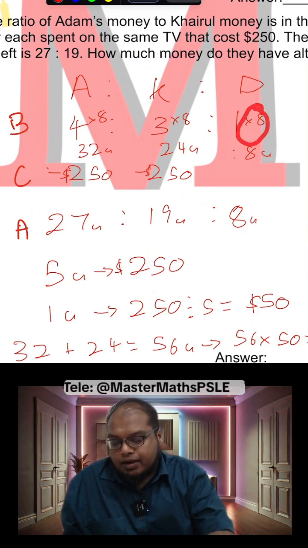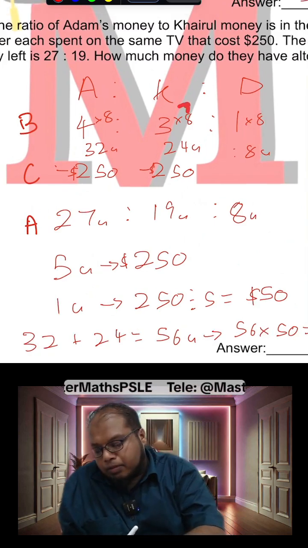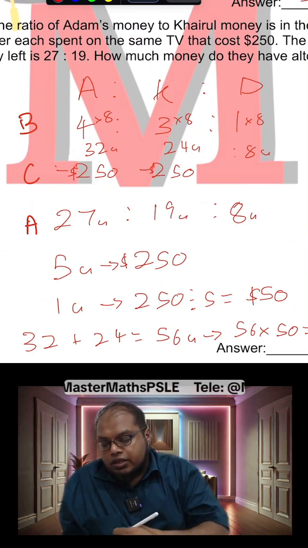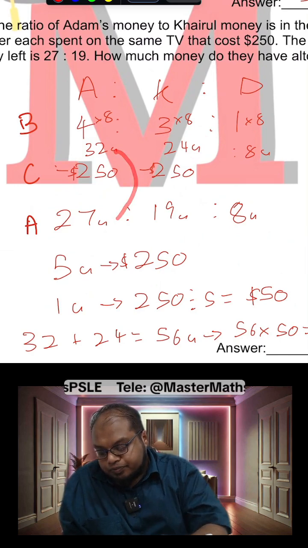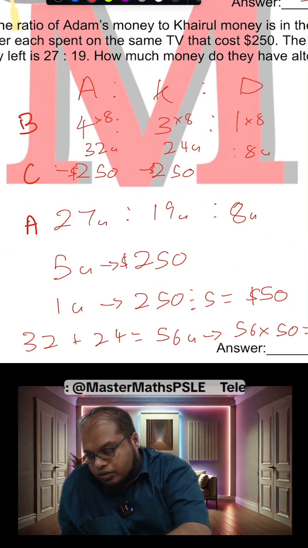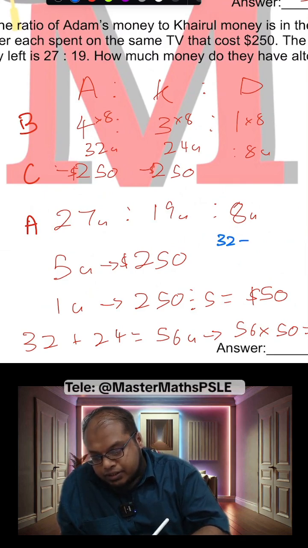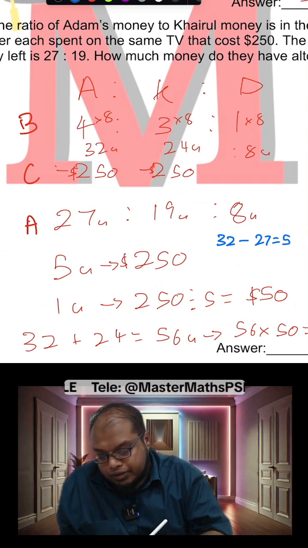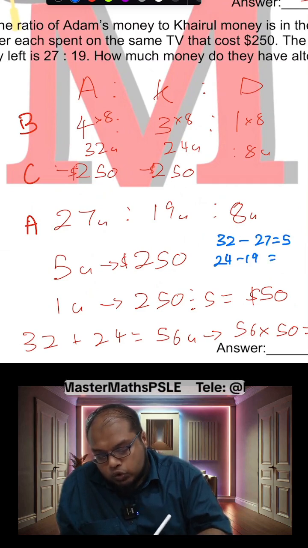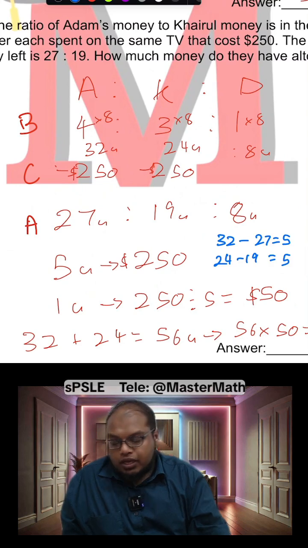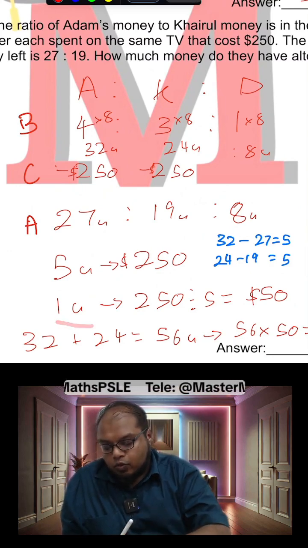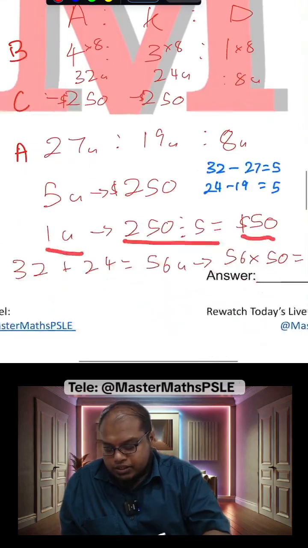Okay, by multiplying by 8. If I multiply by 8 there, I multiply by 8 here, multiply by 8 here. So we'll have 32 units, 24 units. And the difference between this and this is 32 minus 27 is 5. If I check the other one, 24 minus 19 is also 5. That is why 5 units is $250. 1 unit is 250 divided by 5, we get $50.